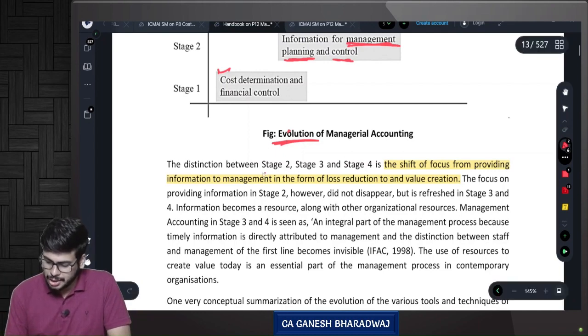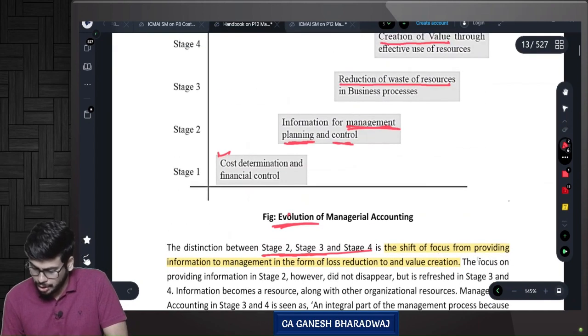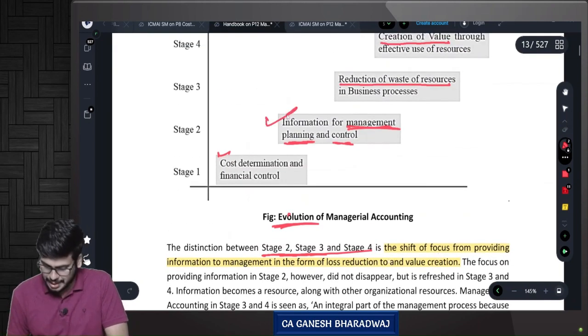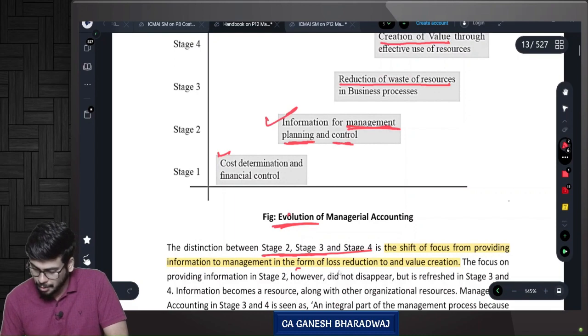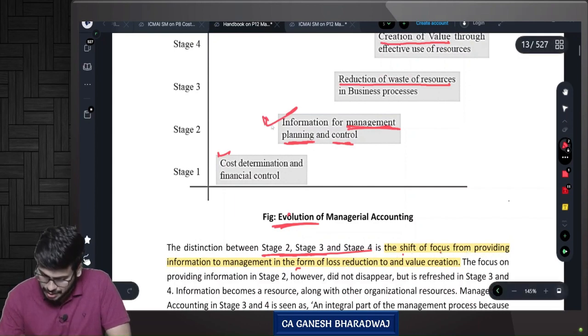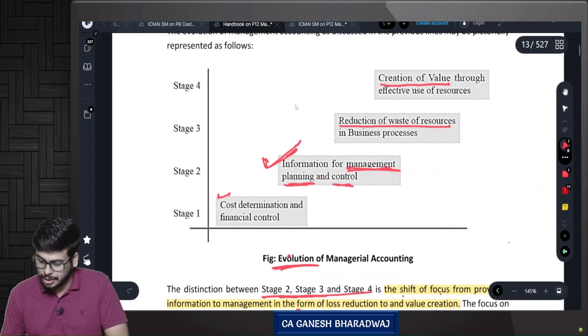The distinction between stages 2, 3 and 4 is the shift of focus from providing information to the management, to the form of loss reduction. Look at this, the shift of focus from providing information to the management in the form of loss reduction. I'm just repeating, the shift of focus was from providing information to the management. This is how they started. Now the focus is on loss reduction and value creation.